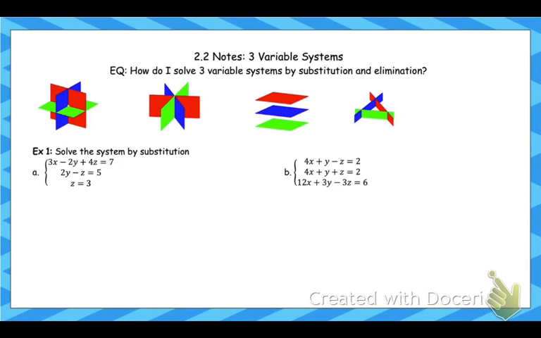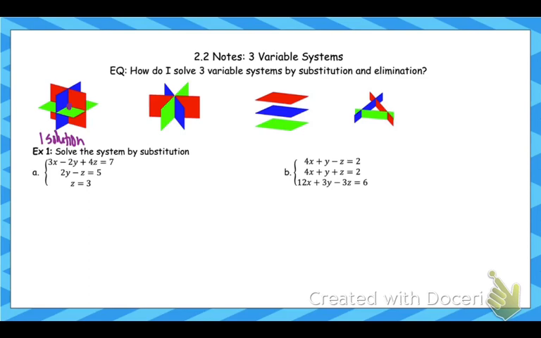But what it looks like when we start talking about 3 variables is instead of just looking at lines, we're going to be looking at the intersection of planes. So up here, there are a few examples of what this could look like. When you're talking about planes, you can think of more of a 3-dimensional type figure. This first one is a good example where you have 3 different planes intersecting, and they intersect in one spot. That one place they intersect is your one solution.